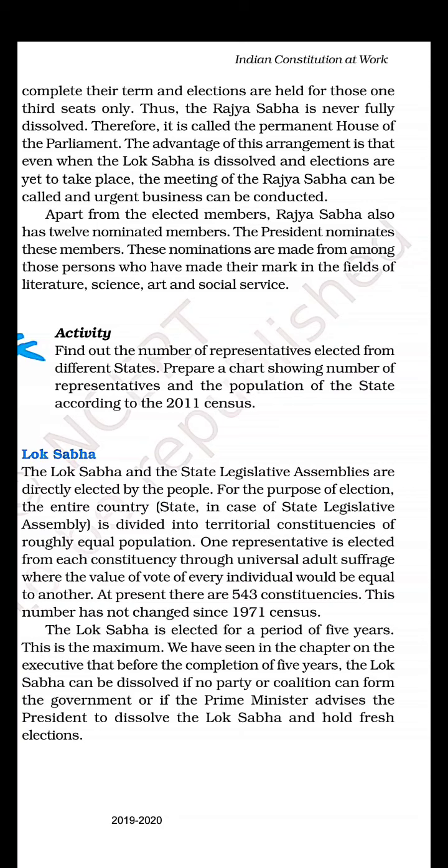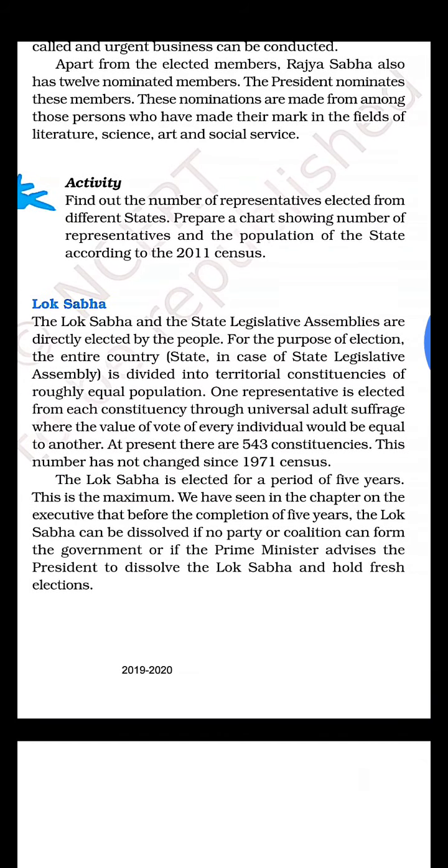One representative is elected from each constituency through universal adult suffrage, where the value of the vote of every individual would be equal to the value of another's vote, means every person has one vote, one value. At present there are 543 constituencies, clear, and this number has not changed since 1971. So how many constituencies in India? 543. And how are the members of Lok Sabha elected? By the people directly. The Lok Sabha is elected for a period of 5 years. Okay, tenure of the Lok Sabha 5 years, and tenure of the Rajya Sabha 6 years.